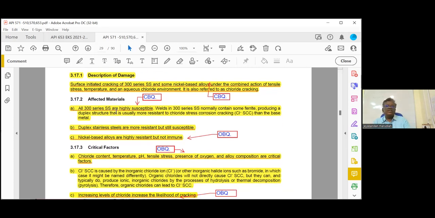Affected material, all 300 series are highly susceptible. Duplex stainless are more resistant but still susceptible. Nickel based alloys are highly resistant but not immune. That is important. Open book question.